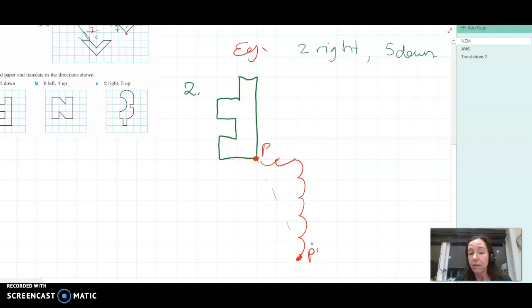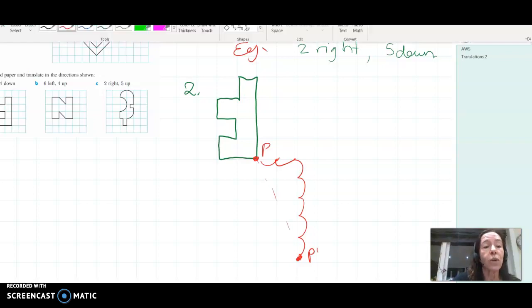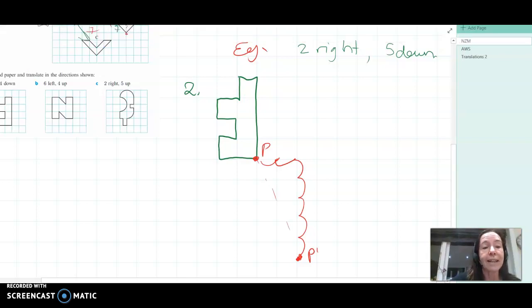Now, if you're feeling confident, you can just draw the diagram, because we've already said that every point moved the same way. I just need to move the one and then I can draw the diagram. But you need to make sure that you draw the diagram exactly the same. You can't suddenly make it bigger. We're not doing enlargement at the moment. It needs to be exactly the same.